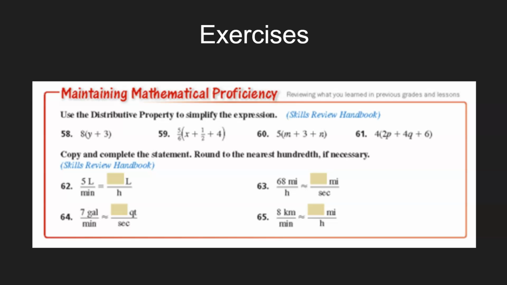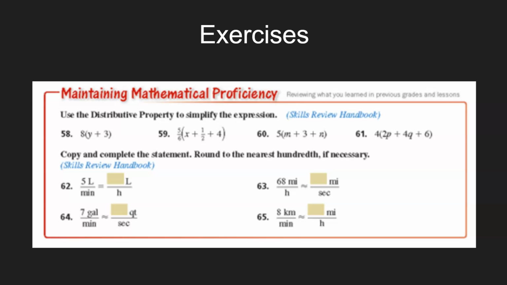Alright, for numbers 62 to 65, we're supposed to copy and complete the statement and round to the nearest hundredth if necessary. So 5 liters over a minute equals blank liters over an hour. So there's 60 minutes in an hour, so we're going to multiply the top by 60. We will get 300 liters over an hour.